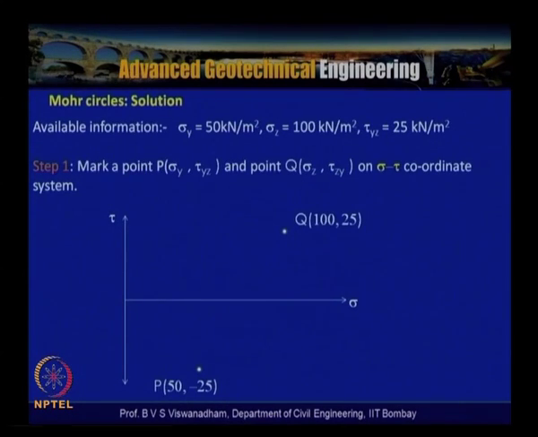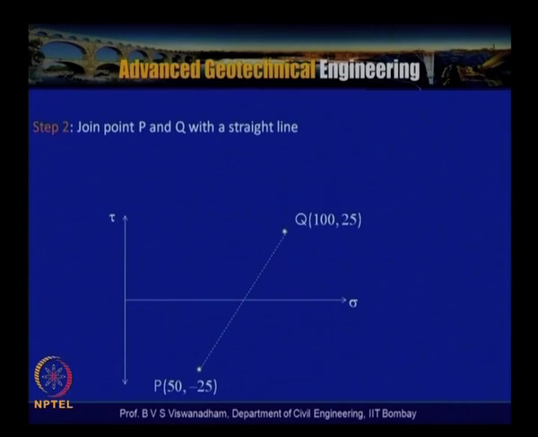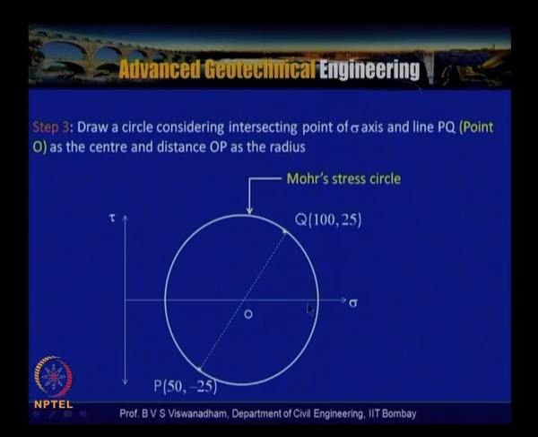So, we have a tau sigma coordinate system, and we mark the points P and Q in the tau sigma space. Then in the next step, join P and Q with a straight line, then draw the circle, considering the point O, where the sigma axis intersects line PQ, as the center, and the distance OP as the radius. So, with this we have got a circle, and this is called the Mohr circle.